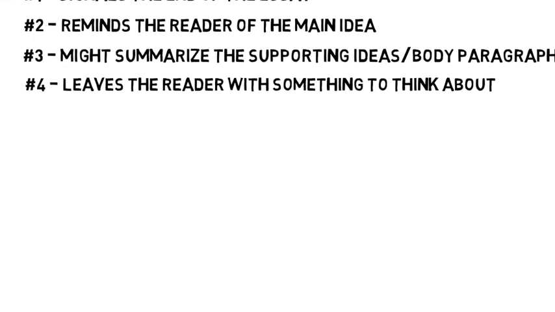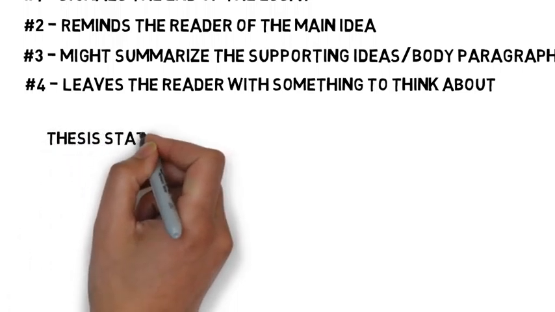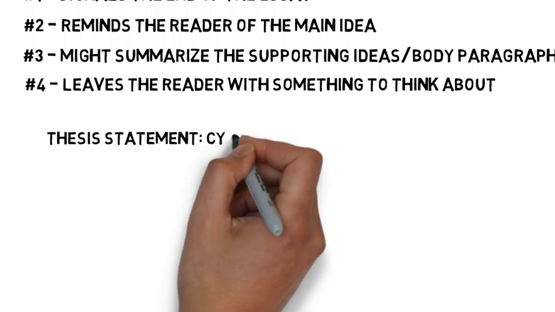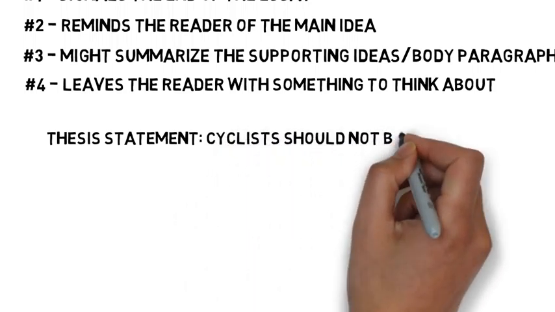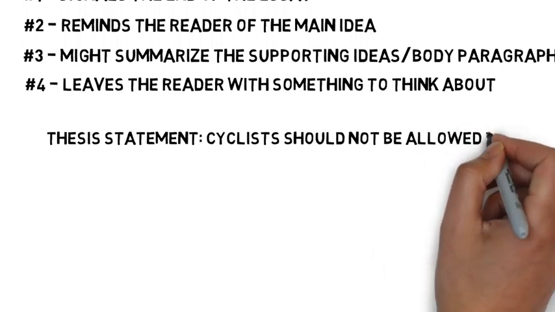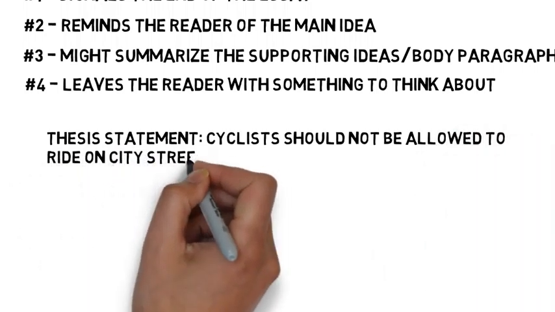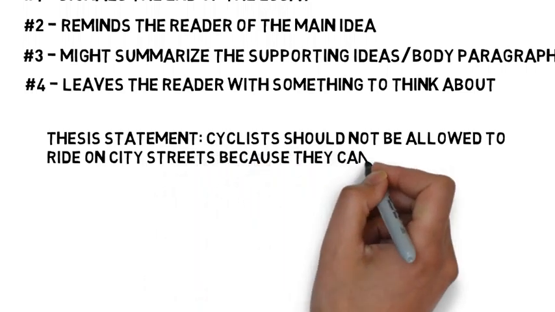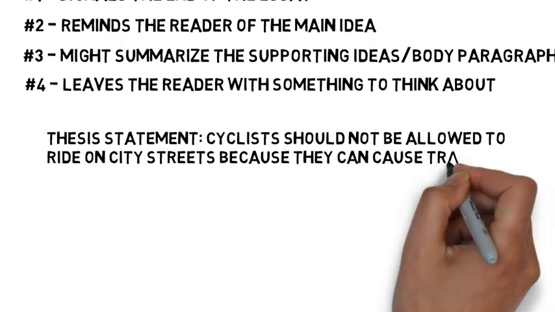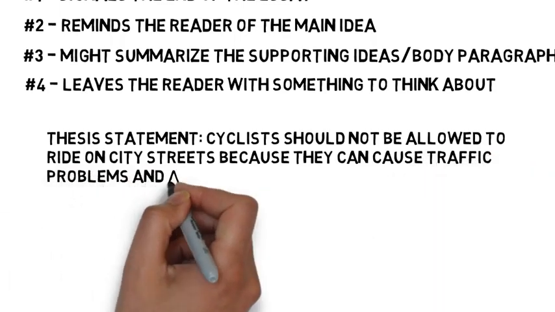Let's think back to our example essay on cyclists. The thesis statement of this essay read, "Cyclists should not be allowed to ride on city streets because they can cause traffic problems and they are dangerous for drivers." If you recall, the topic of this thesis statement was cyclists, and the main idea was should not be allowed to ride on city streets.